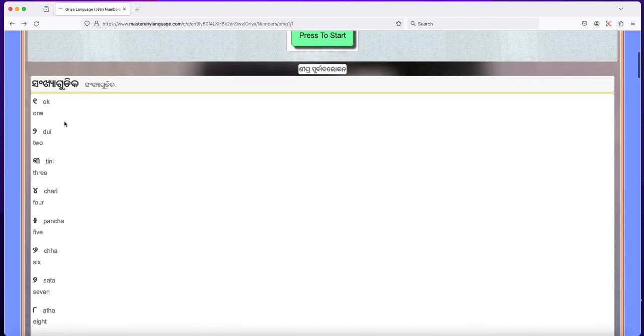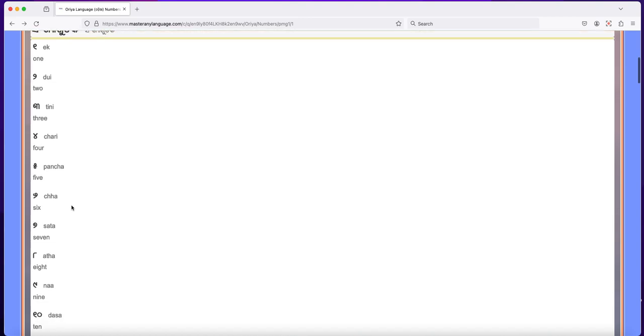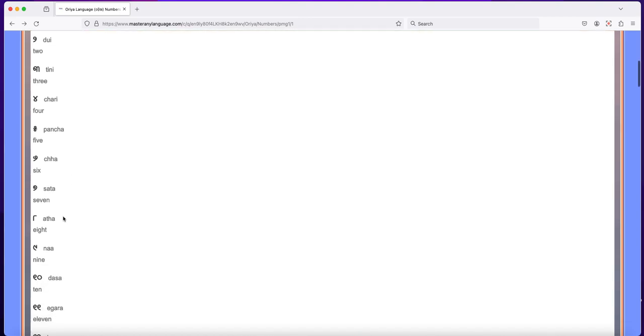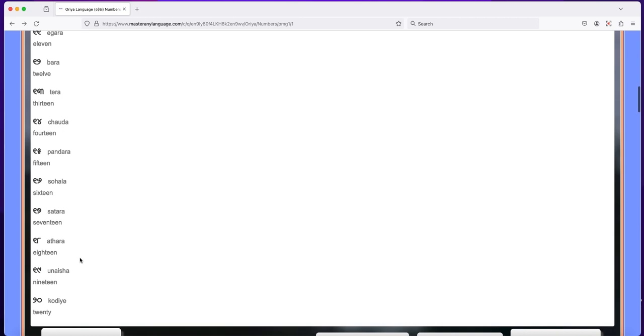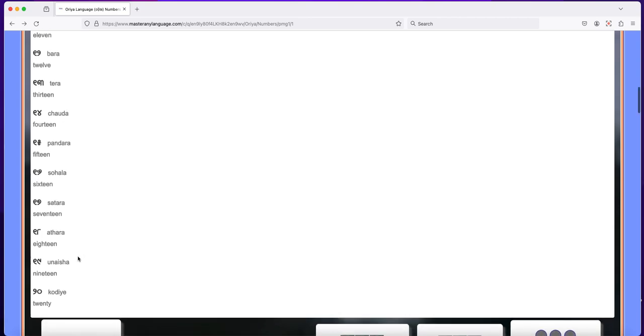All right, so let's go through. Ek, dui, tini, chari, pancha, chaha, sata, atta, na, dasa, egara, bara, tera, chauda, pandara, sohala, satara, attara, unaisha, kodie.